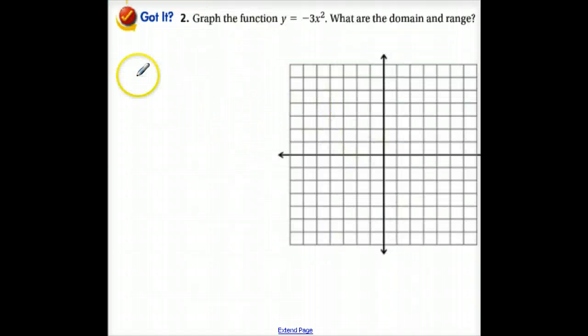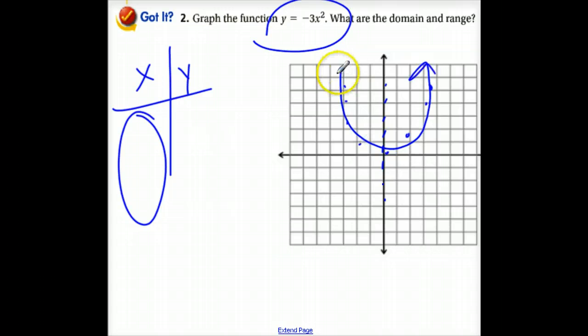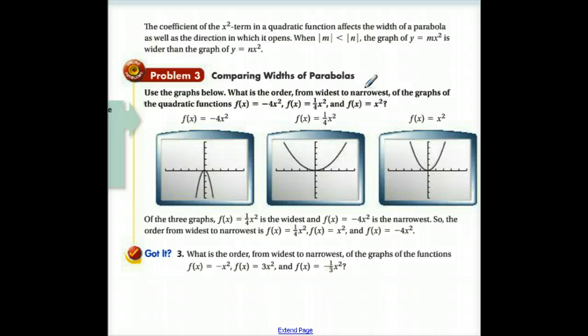So here's another example where if you get a parent function, a quadratic function, make your table, get your x values, plot them wherever they are, and then you can just reflect them over your axis of symmetry to make your parabola. Don't make it as poor as mine. And state the domain and range. All right.